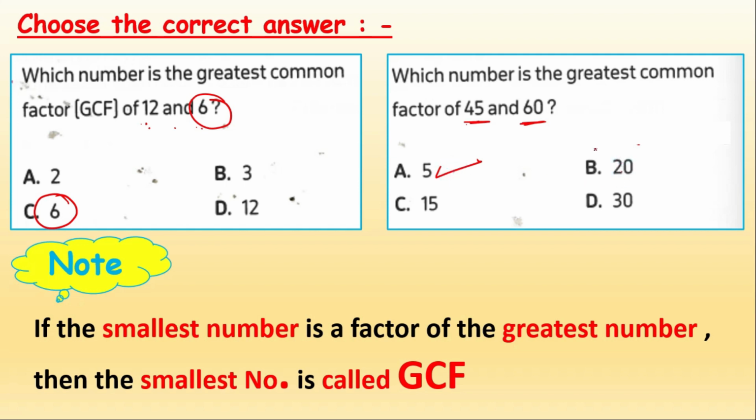20 times any number gets 45? No. Is 15 a common factor? Yes, 15 is a common factor. 15 times 3 equals 45, and 15 times 4 equals 60. So 15 is a common factor. Is 30 a common factor? No. 30 times any number gets 45? No. So the greatest factor is 15.